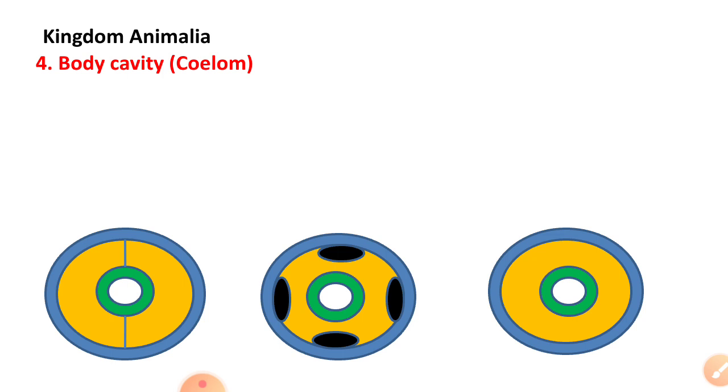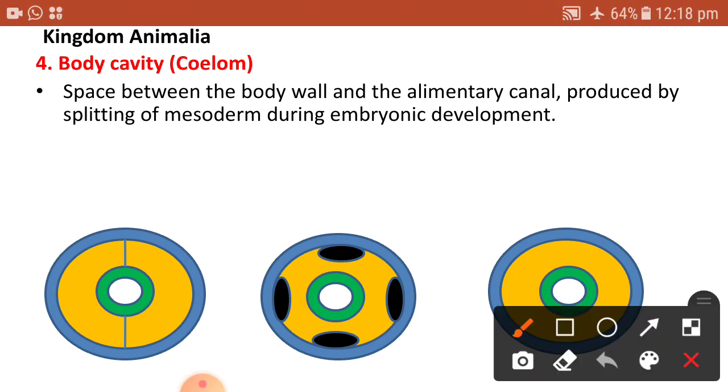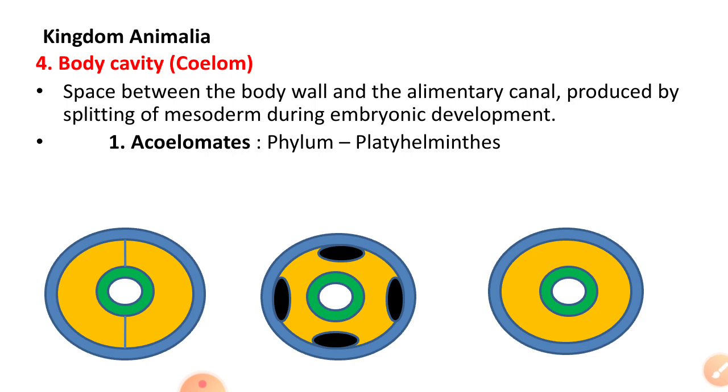Depending upon the nature of the coelom, there are three types of animals: acoelomates, pseudocoelomates, and coelomates. Again, the space between the body wall and the alimentary canal, produced by the splitting of mesoderm during embryonic development, is called the body cavity or coelom. In acoelomates, the coelom is absent, so there is no body cavity. The space between the body wall and alimentary canal is filled with parenchymatous tissue.